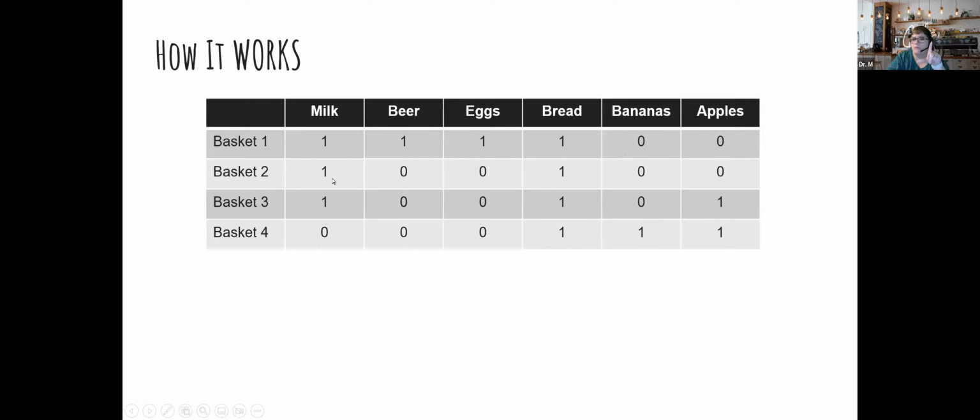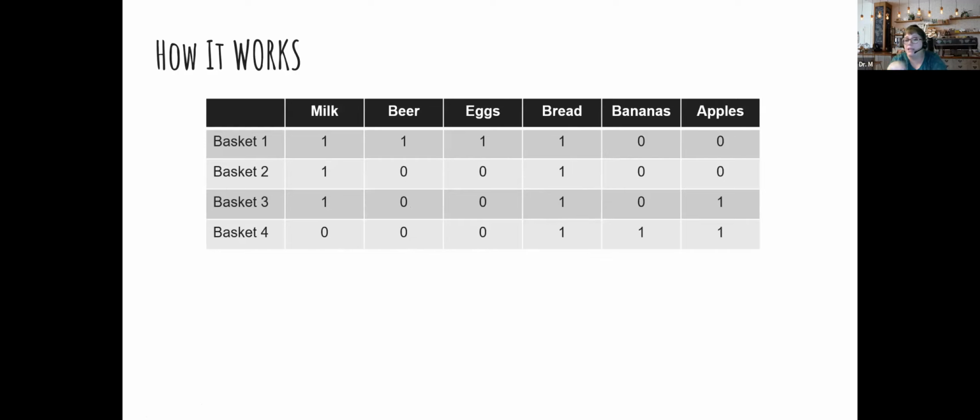Basket 2 has milk, no beer, no eggs. They have bread and nothing here. Basket 3 has milk. Gee, milk is very popular, it appears, right? No beer, no eggs, but they have bread, and no bananas, but they do have apples. And basket 4 is no milk, no beer, no eggs, but they have bread, and bananas and apples. So you start to see something jump out at you. This is just 4 baskets, but we see bread is very popular. We can just eyeball this and say bread is pretty popular.